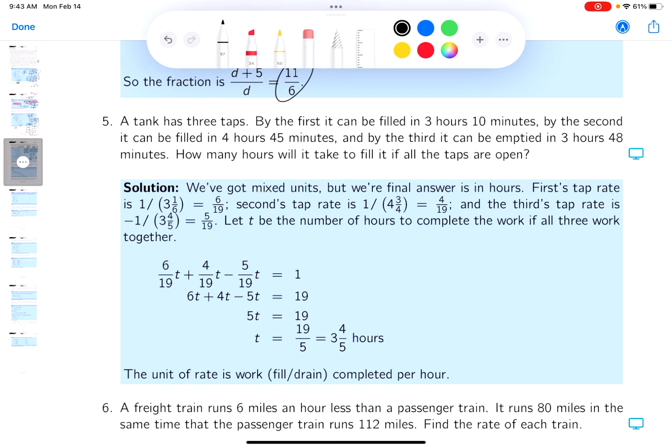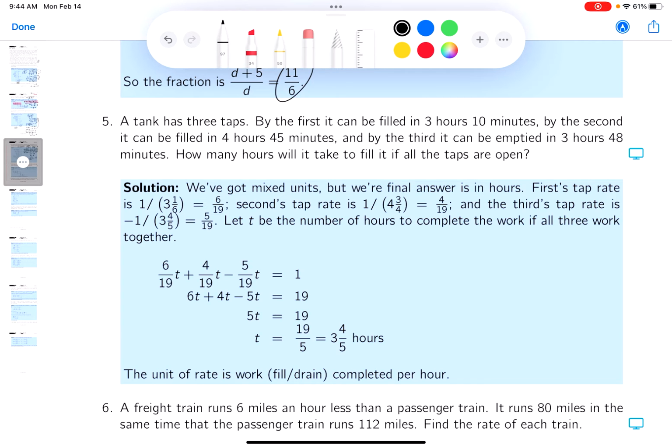Okay, this is a uniform work problem. And what do you mean by that? There are taps that can fill something. And the first one, I want to point out, kind of weird, but they talk about this in hours and minutes. And that's true. It's not nice numbers, but 3 hours, 10 minutes.